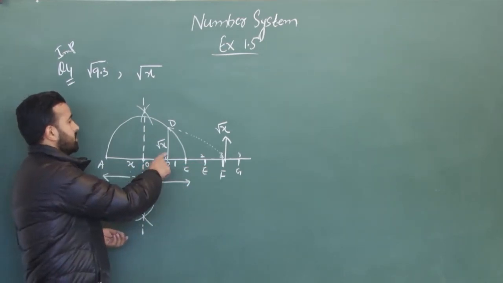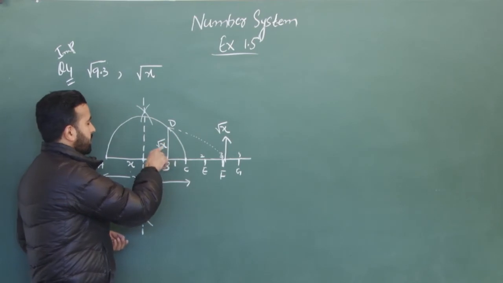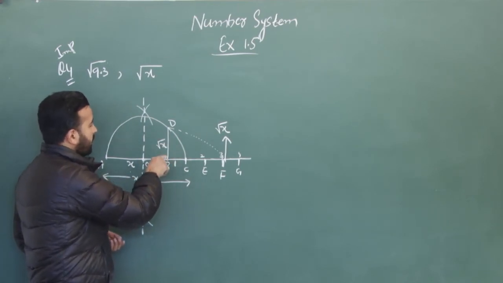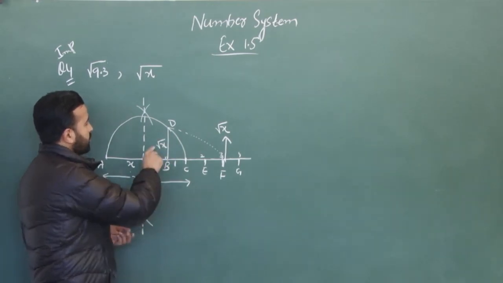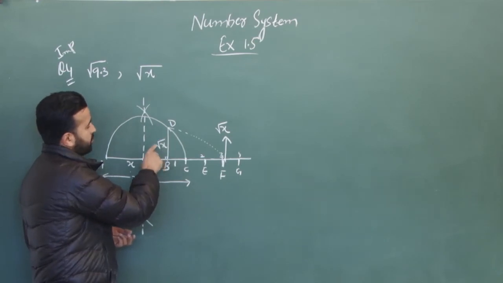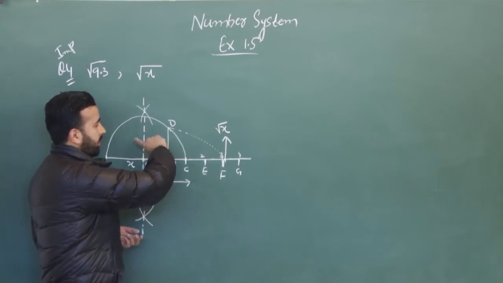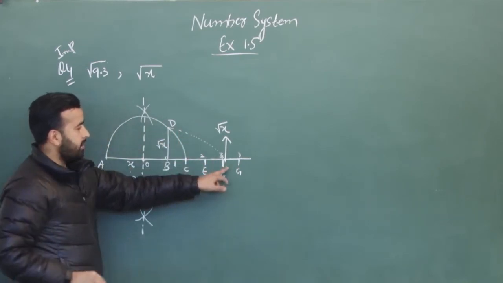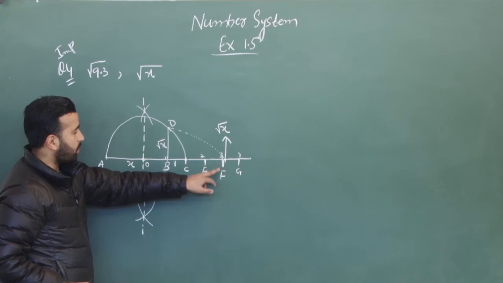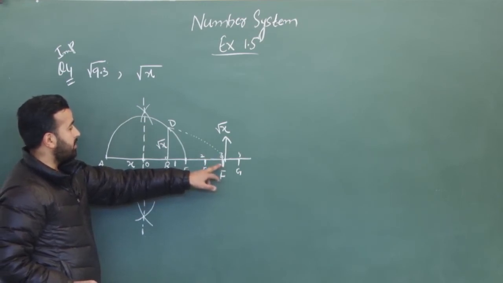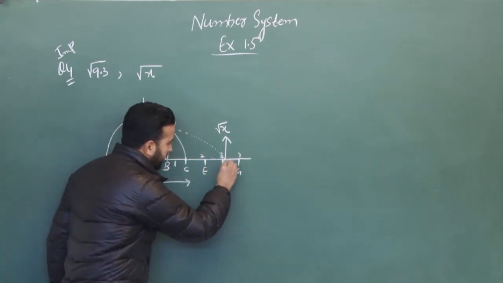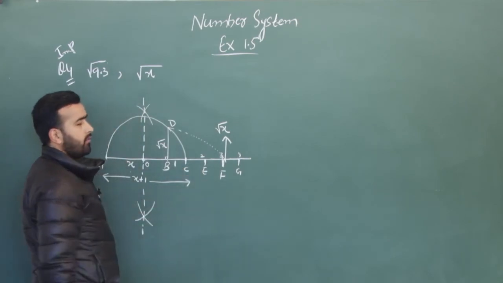Our next step will be, this BD is of the length of the root of x. Now with B as center and radius equal to BD, draw an arc that will touch the number line at some point. This point where this arc touches the number line is simply the root of x.